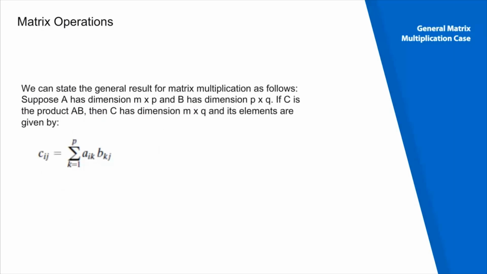I have generalized the formula for any matrix multiplication, and more about it can be read online or through algebra textbooks. Say we have a matrix A with dimension m cross p and B with dimension p cross q, and if C is the product AB, then C has a dimension of m cross q and its elements are given by the formula as shown here. This kind of linear matrix algebra has applications in electrical engineering and product manufacturing, and basically it is used everywhere.